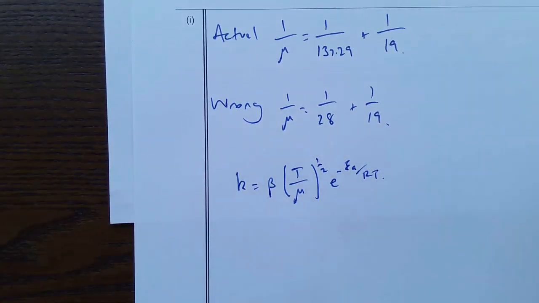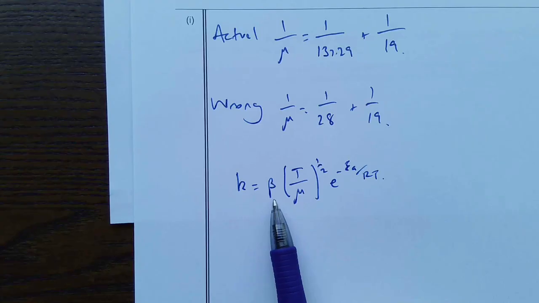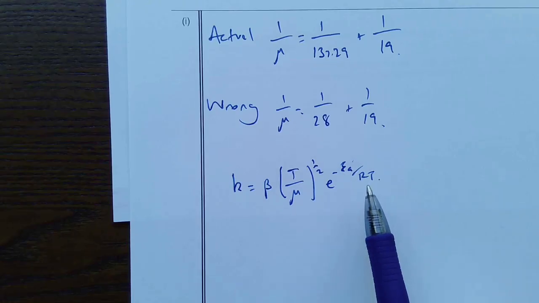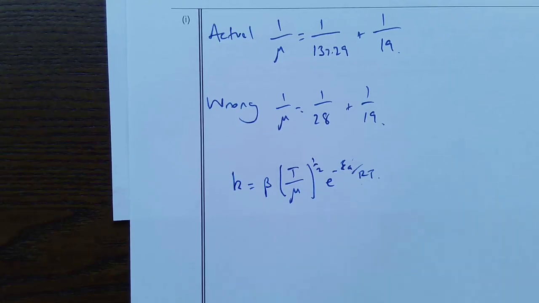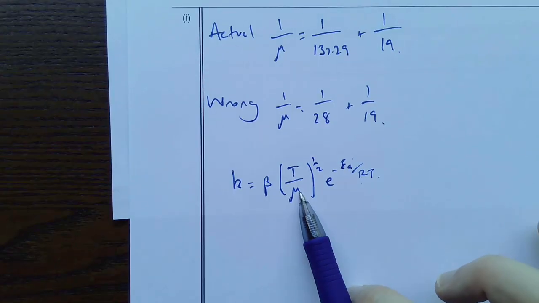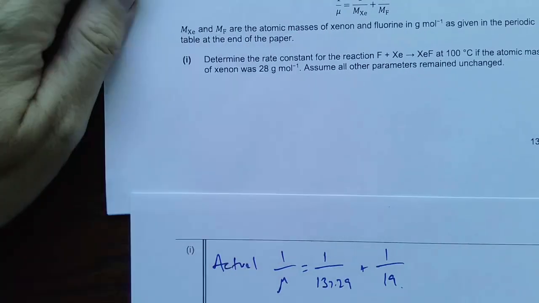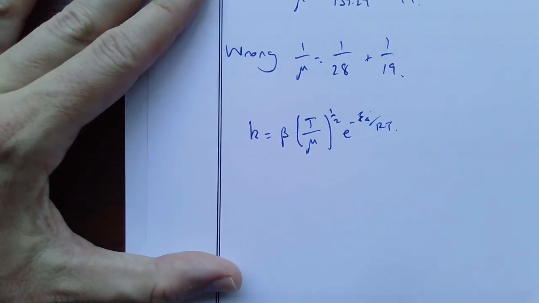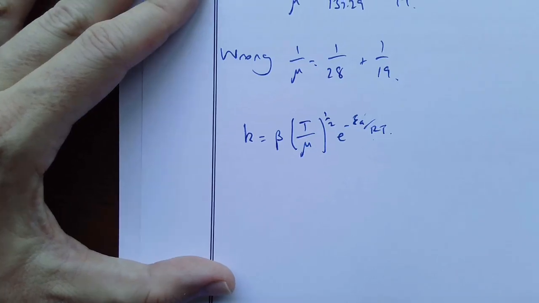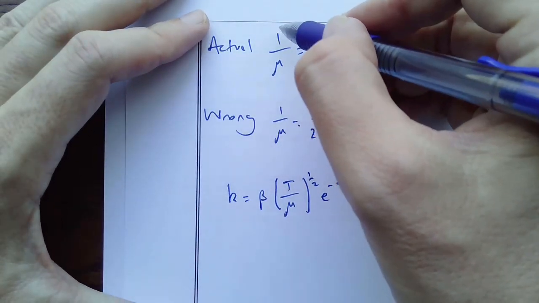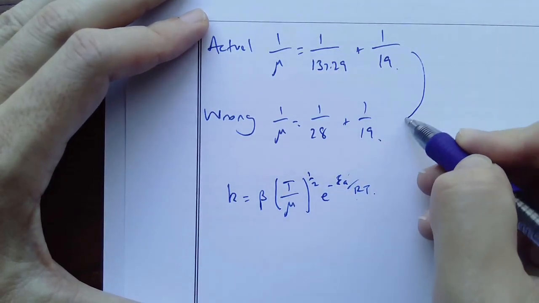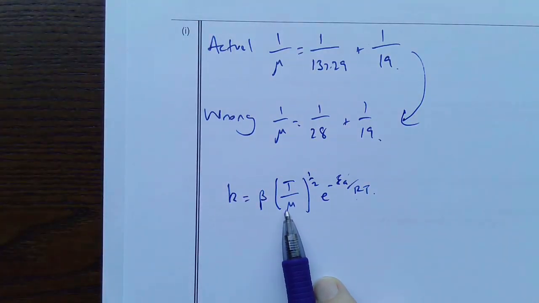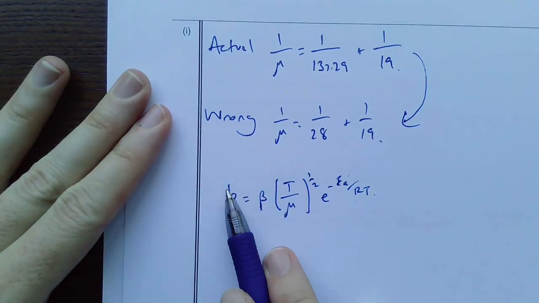So it's saying beta stays the same. The temperature is given as 100. The activation energy stays the same. R stays the same, obviously, and temperature is 100. So the only thing that's changing is mu. And how does that affect the rate? Now it does say the rate constant. They could have said rate, and obviously the rate constant would be the same. So what we're doing is we're just changing 1 over mu from this to this, and we want to see how that affects K.